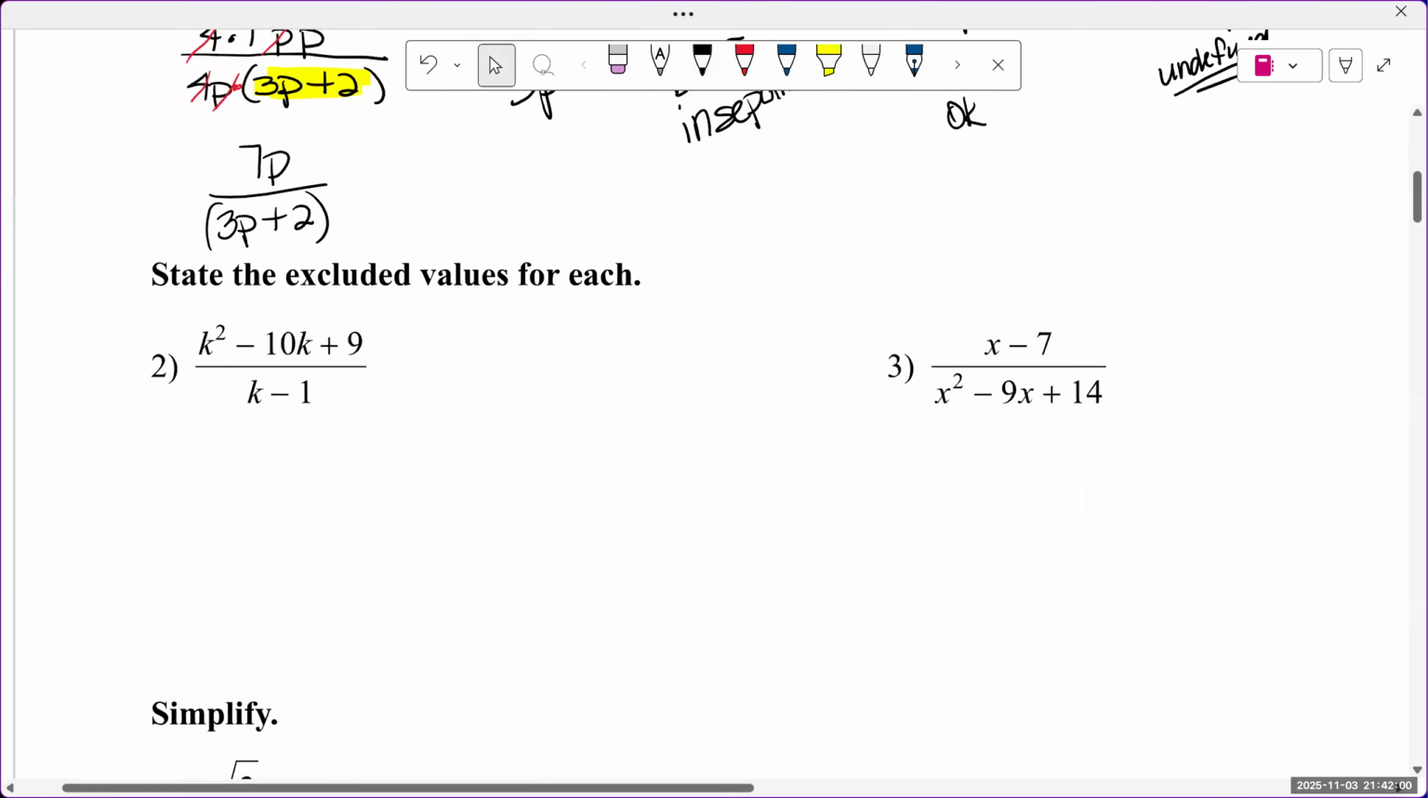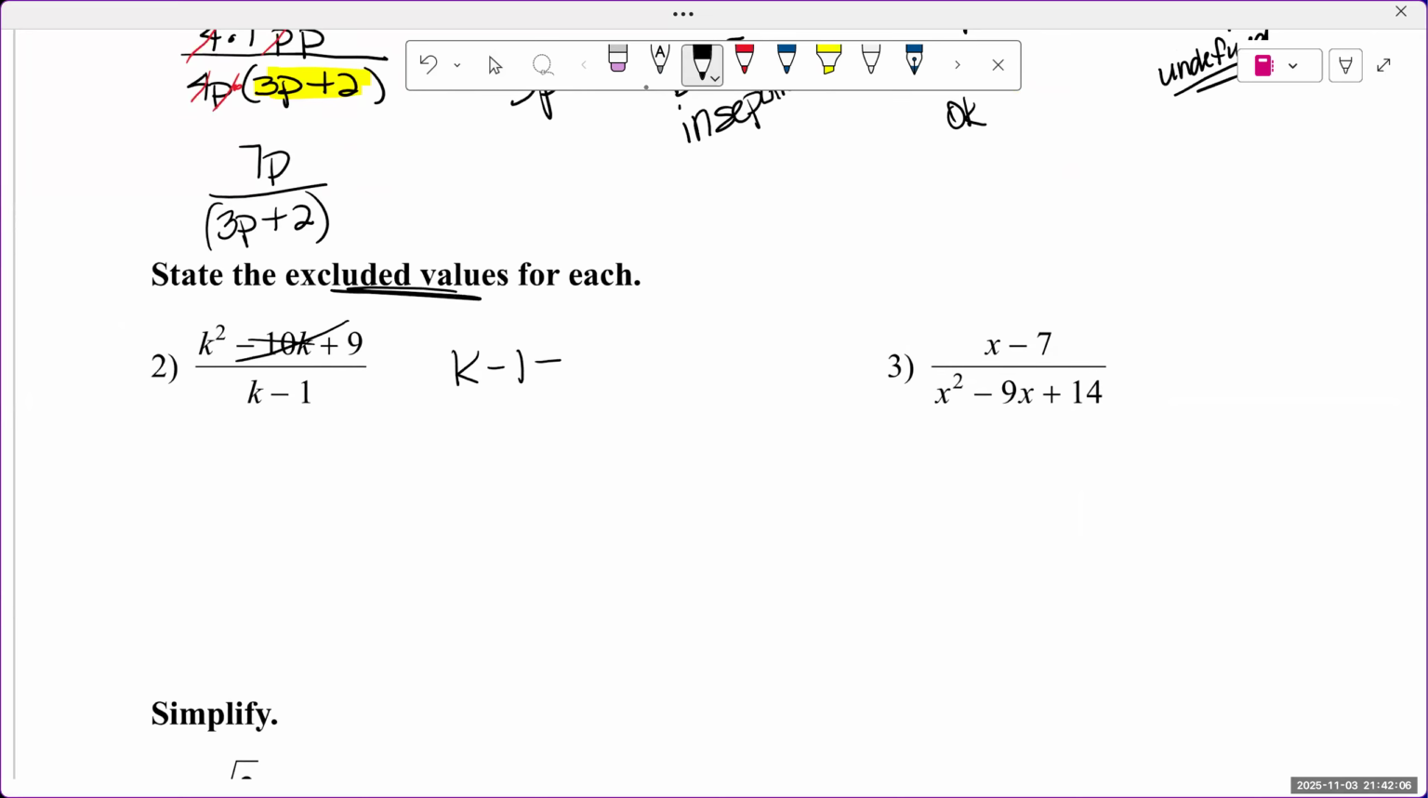So state the excluded values. Excluded values, ignore the top. Take the bottom, set it equal to 0. Add 1 to both sides. Actually, set it not equal to 0. So k is not equal to 1.